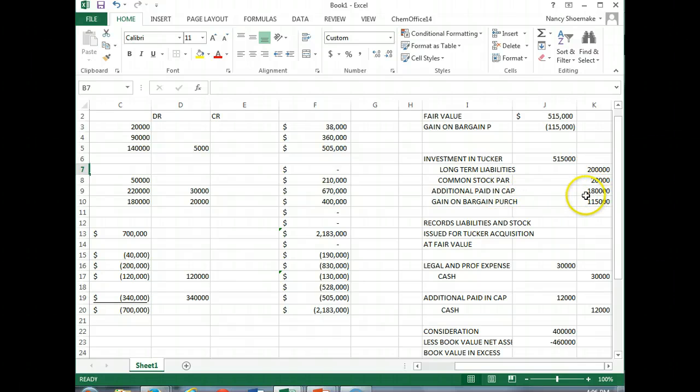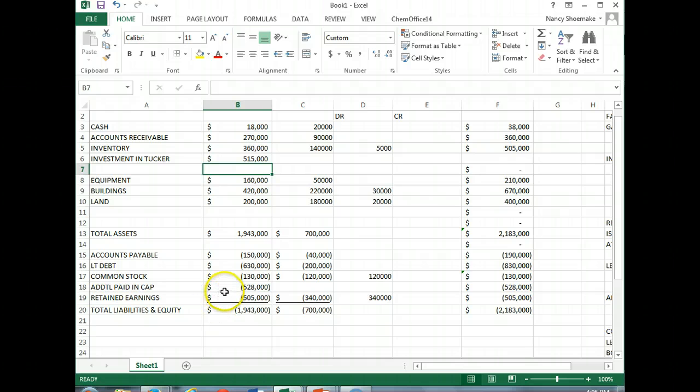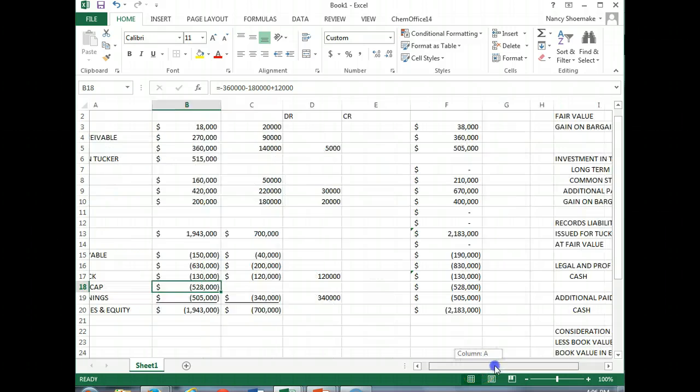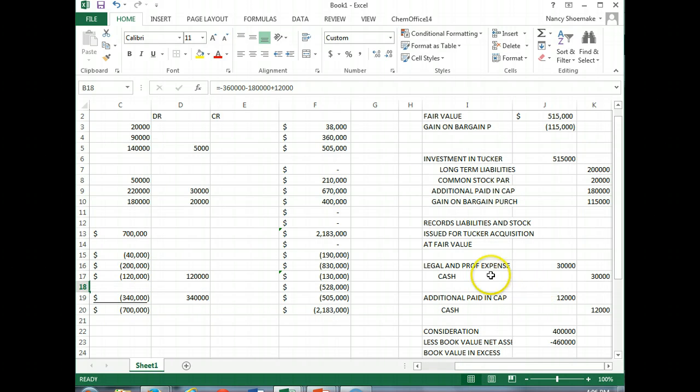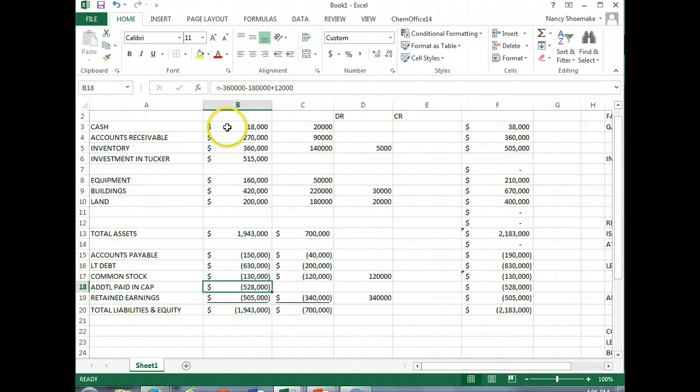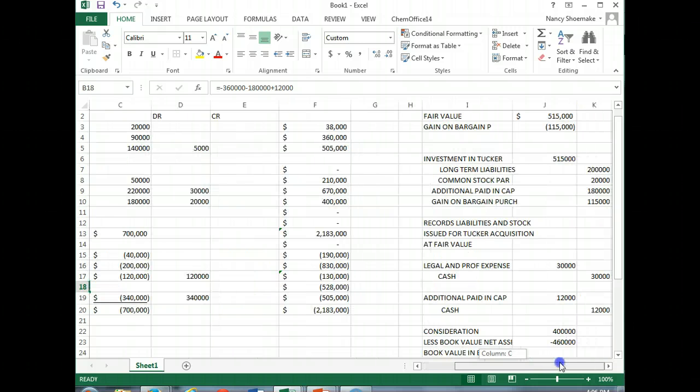If we show the additional paid in capital of 180, what does the book show the additional paid in capital was? It showed 360, didn't it? Yep. So if we add the 180 and then subtract out the stock issuance fees, we come up with 528. If we, from our cash, whatever we started was 60,000, if we show these journal entries of cash minus 30, cash minus 12, we come up with our 18,000.